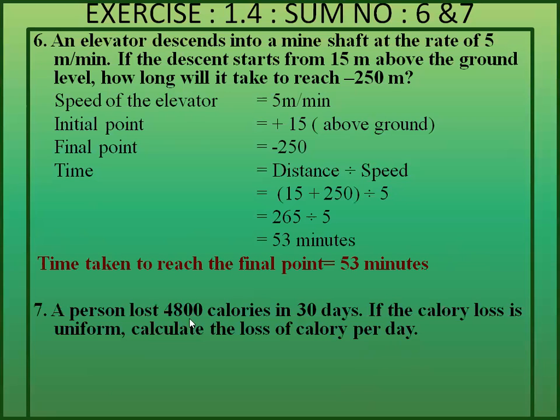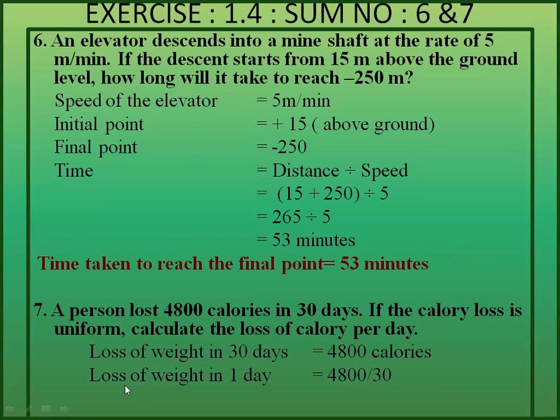A person lost 4,800 calories in 30 days. If the calorie loss is uniform, calculate the loss of calories per day. So loss of calories in 30 days is 4,800 calories. So loss in 1 day is 4,800 divided by 30. So you get 160 calories.